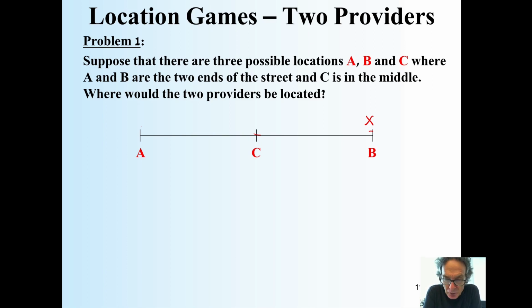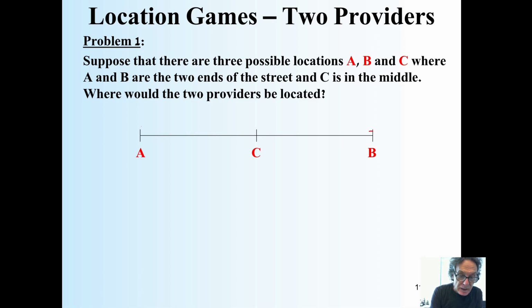I don't care what you do. I mean, I care, but it doesn't matter what you do. I'm going to locate myself at C. And similarly for you also to be located at C, and therefore the solution is that both of us are at C and we split the market. Notice that going to A is a strictly dominated strategy.